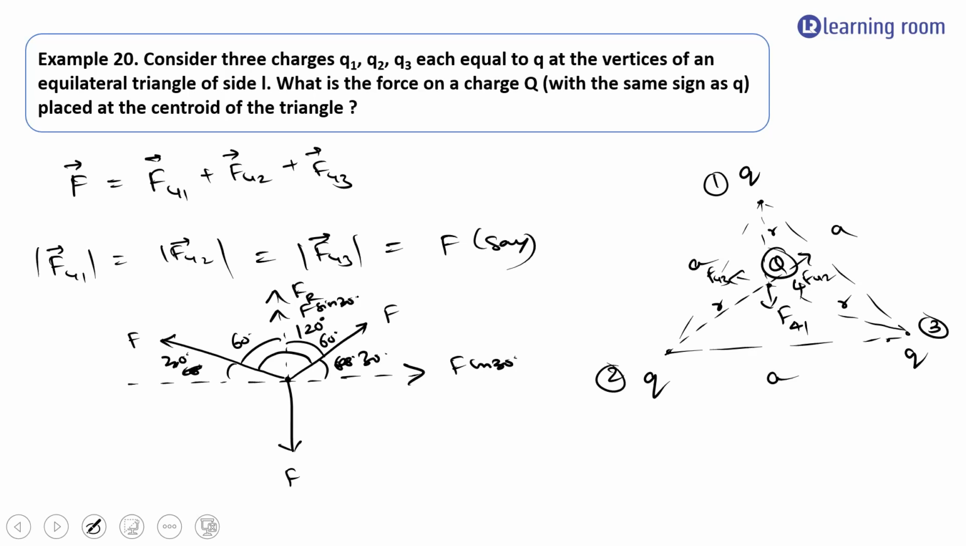Tell me one thing, is there anyone having doubt with how to resolve the components? If so, please let me know. Clear it immediately. Is there anyone having confusion of where to take cos and where to take sin? Sir, I do. You have it. Okay. May I know who it is? Okay, listen.